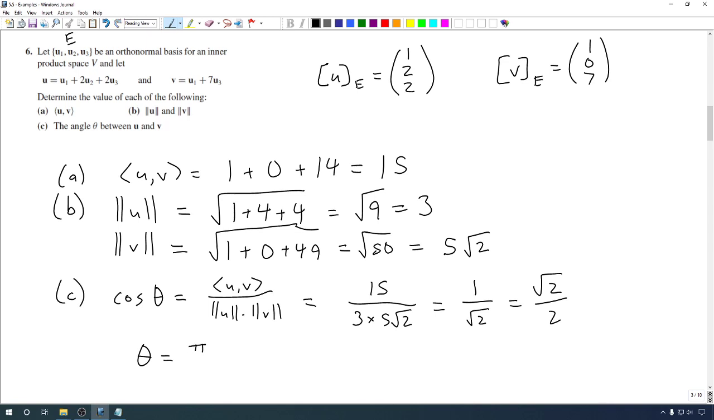Hopefully you know that one pretty well. It's either pi over 4 or 45 degrees, depending on which one you want to use. But that's all we have to do for that problem once we have an orthonormal basis. And that's why we like orthonormal bases so much.